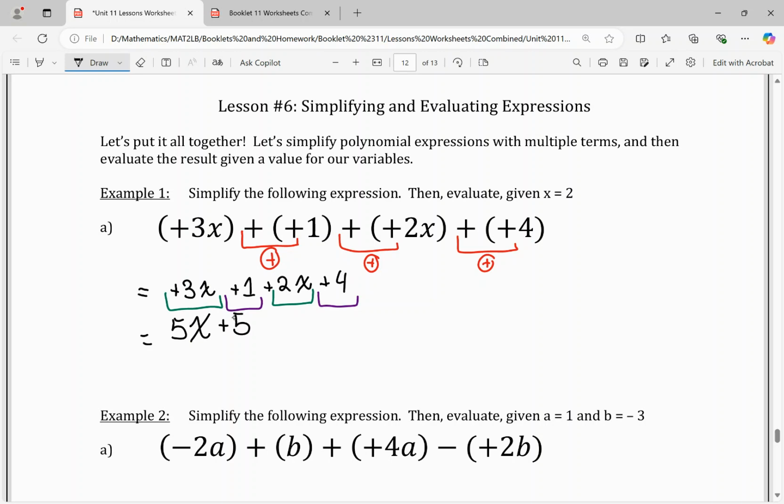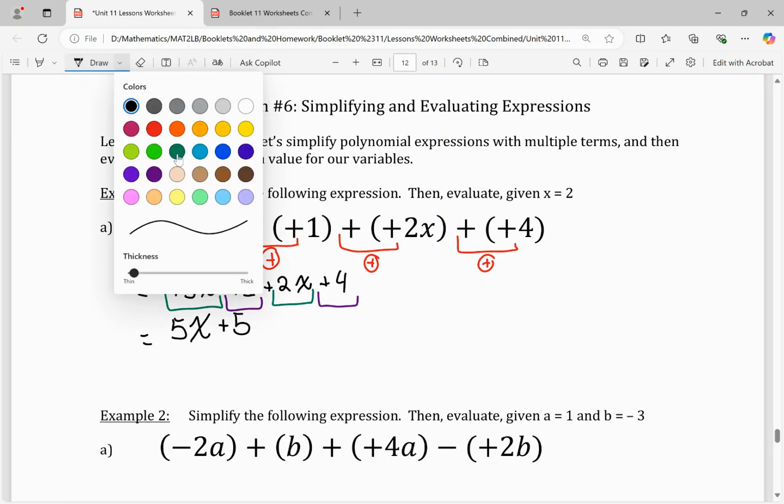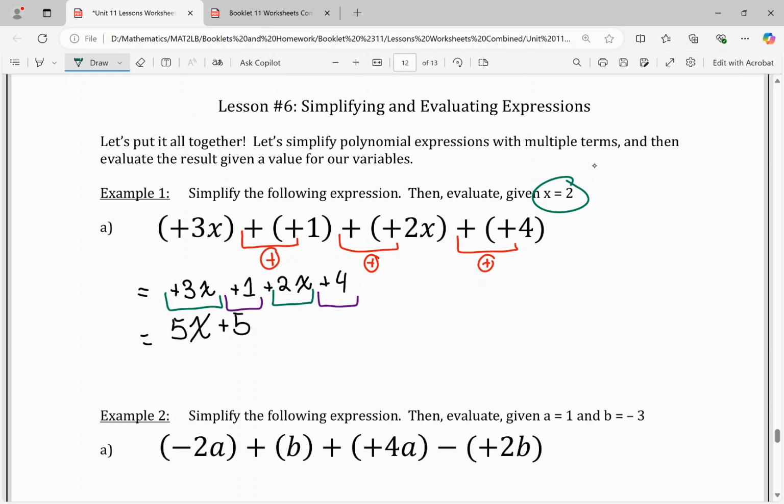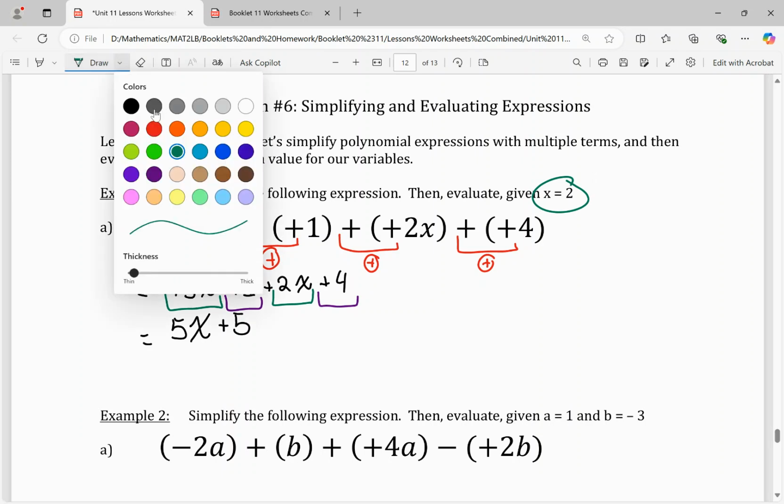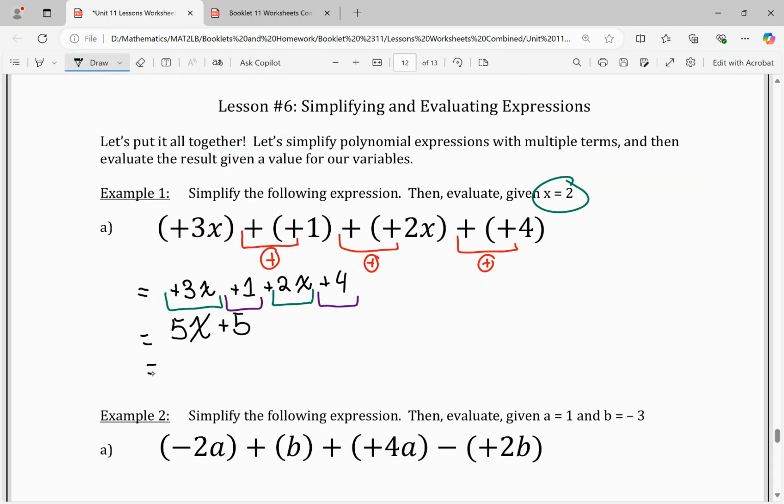Now we're done simplifying. It can't be any simpler than this, but we can keep working on this problem because we're told that x is equal to 2. So the next step is wherever we see x, we plug in the number 2 instead, and then we solve.